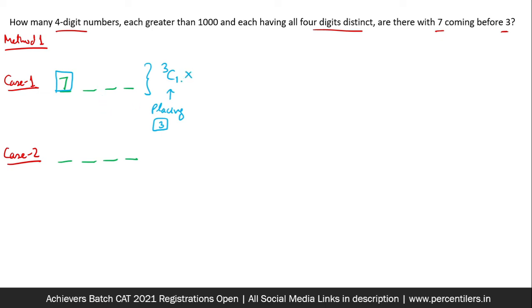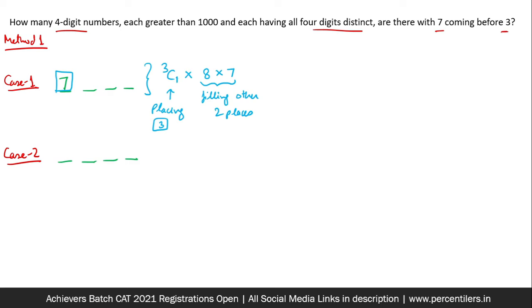Once that is done, now we have 8 more digits remaining to choose from. So we are going to do 8 into 7, filling the other 2 places with distinct digits. Okay, so we already have 7. We have placed it at the thousandths place.